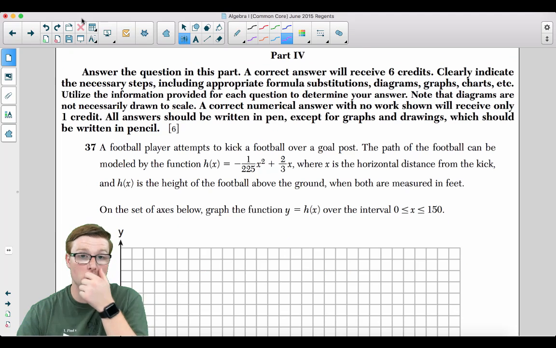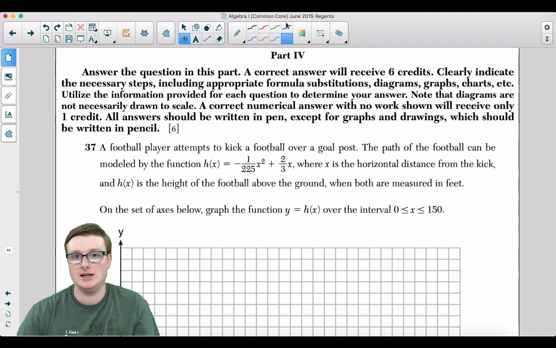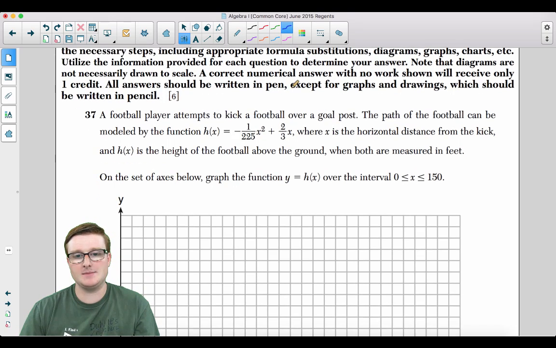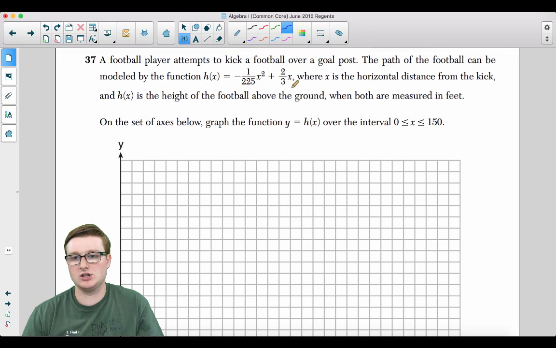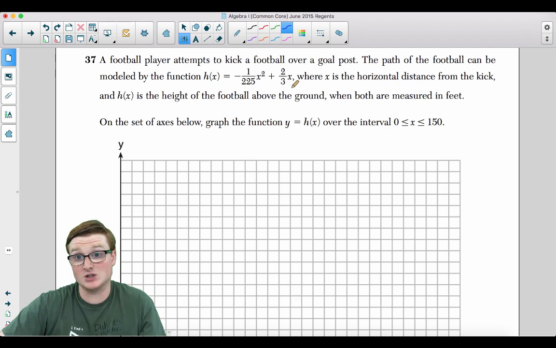All right, the final question of this Regents, and I am done. All right, 37. A football player attempts to kick a football over a goalpost. The path of the football can be modeled by the function h of x is equal to -1 over 225 x squared plus 2/3 x, where x is the horizontal distance from the kick and h of x is the height of the football above the ground, where both are measured in feet. On the set of axes below, graph the function y equals h of x over the interval from 0 to 150.